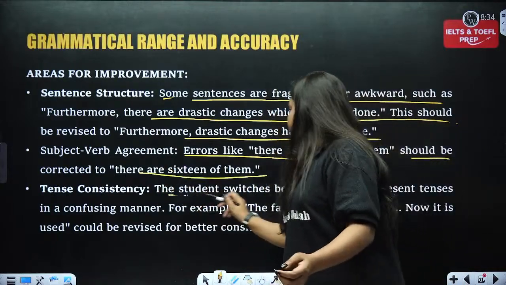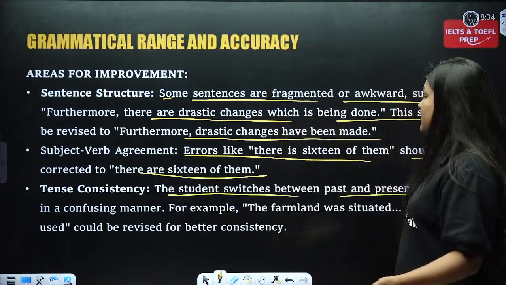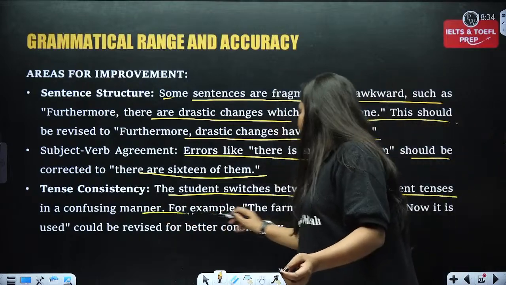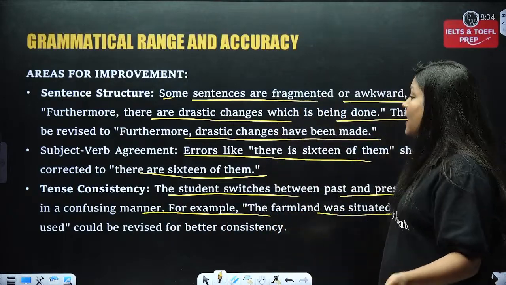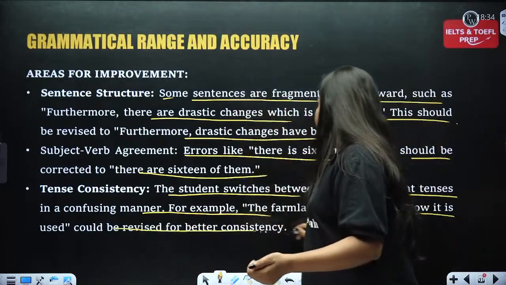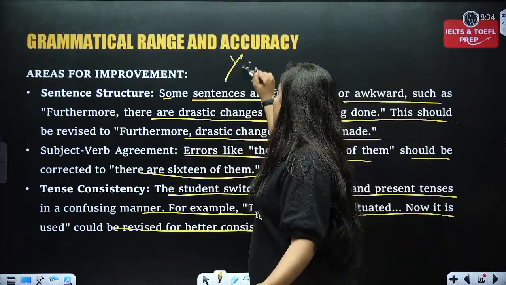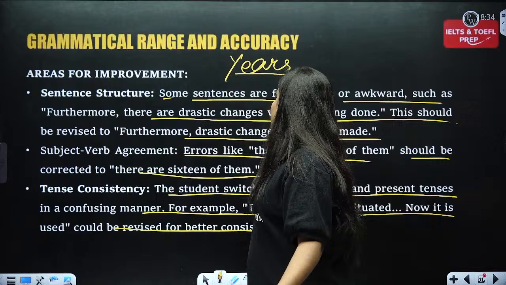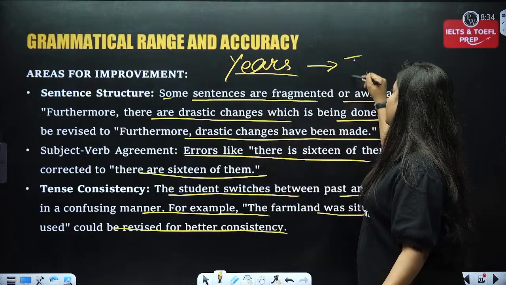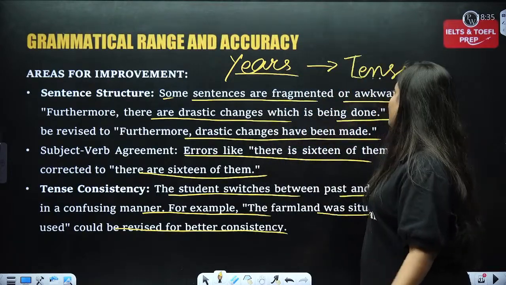Tense consistency: the student switches between past and present tenses in a confusing manner. For example, "the farmland was situated, now it is used" could be revised for better consistency. When you see the years mentioned, you have to decide the tense, on which tense you have to come up with the response.